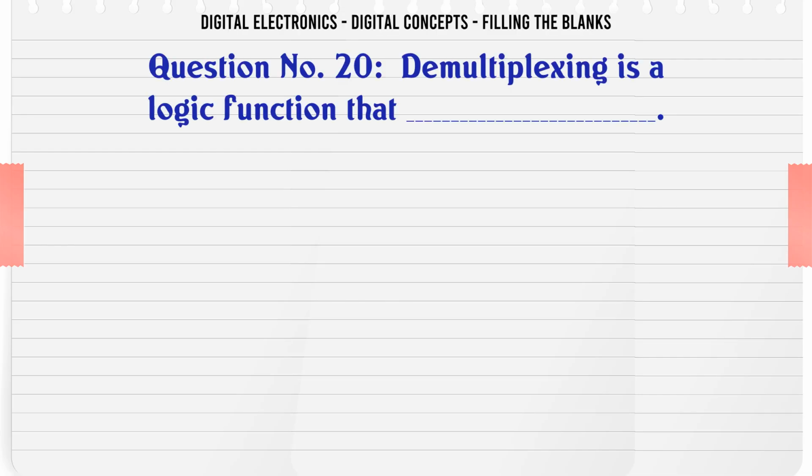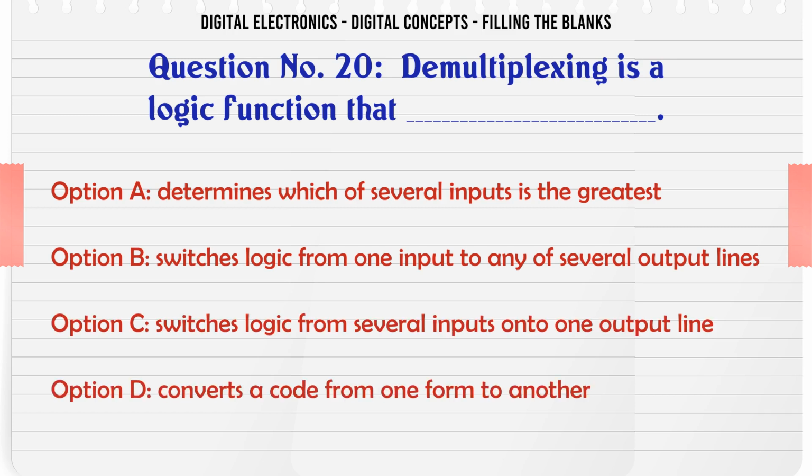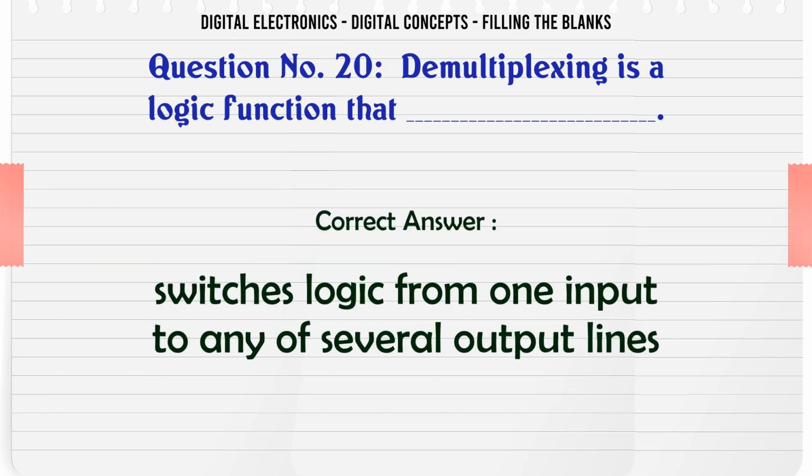Demultiplexing is a logic function that A. determines which of several inputs is the greatest. B. switches logic from one input to any of several output lines. C. switches logic from several inputs onto one output line. D. converts a code from one form to another. The correct answer is switches logic from one input to any of several output lines.